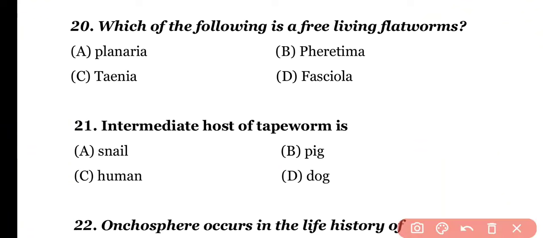Question number twenty. Which of the following is a free living flatworm? Planaria, Fasciola, Taenia, Fasciola. Correct answer is option A. Planaria ek free living flatworm hai jo ki class Turbellaria se belong karta hai.